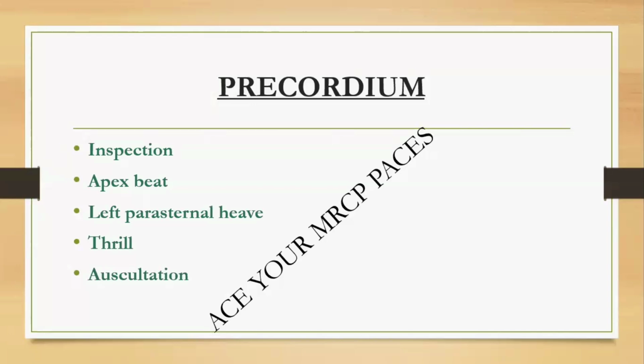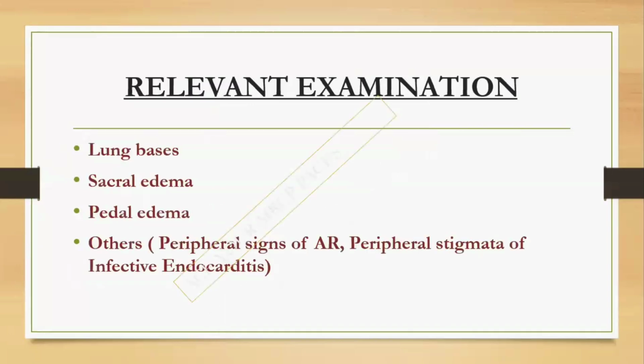Okay, after that, move towards relevant examination. You will auscultate the lung bases, assess the fluid status, and assess whether there are any fine crackles present. Again, you will look for sacral edema before asking the patient to lie down again, and you will look for pedal edema. In case you are still left with time, you will look for peripheral signs of aortic regurgitation.